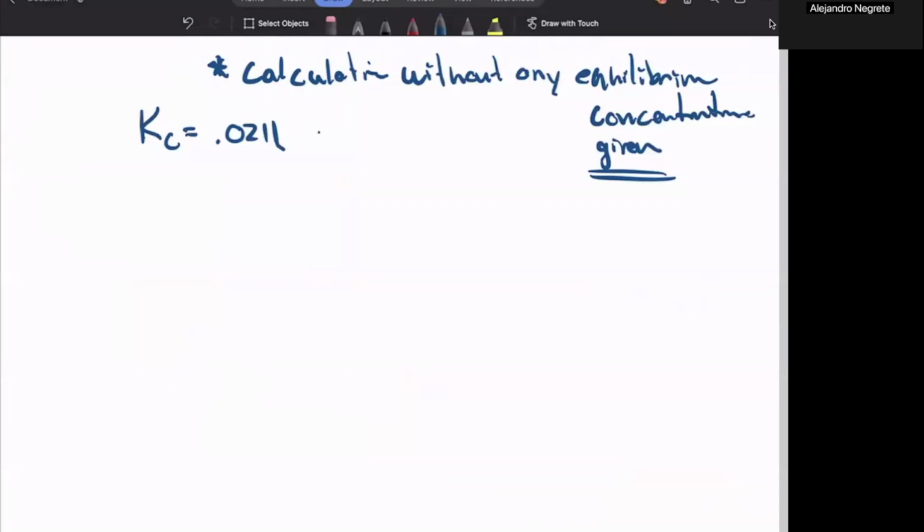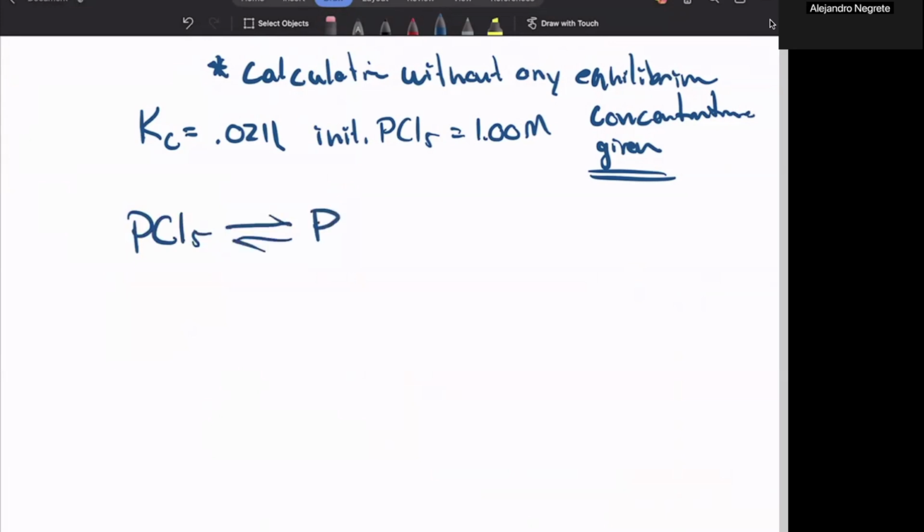And then we're going to have an initial concentration. Initial concentration of this is going to equal 1.00 molar. And this is going to be our reaction here. It's going to go to P, that's a 3. All right, so this is our reaction.